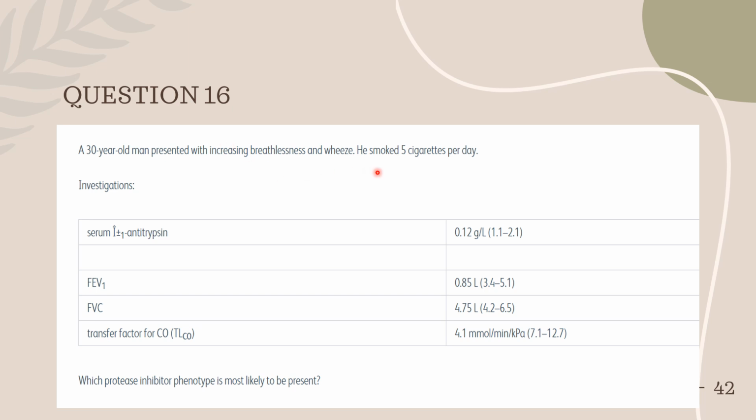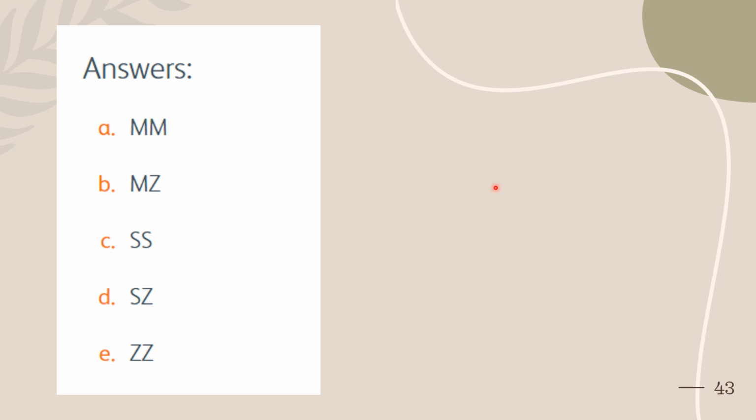Next question, a 30-year-old man presented with increasing breathlessness and wheeze. He smoked 5 cigarettes per day. Investigation is showing alpha-1 antitrypsin 0.12, FEV1 0.85, FVC 4.75, transfer factor for CO is 4.1. So transfer factor is reduced, FVC is normal, FEV1 is reduced. And alpha-1 antitrypsin is low. Which protease inhibitor phenotype is most likely to be present? The options are MM, MZ, SS, SZ, and ZZ.